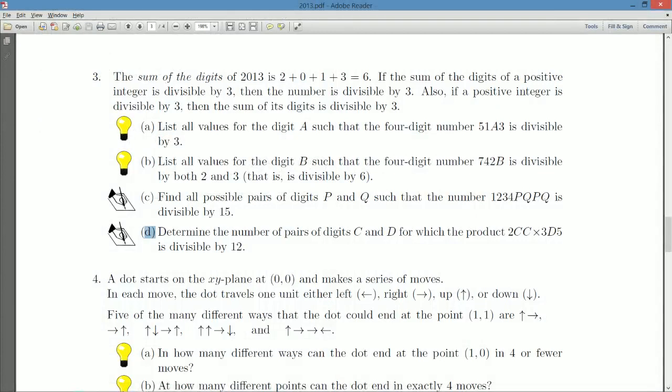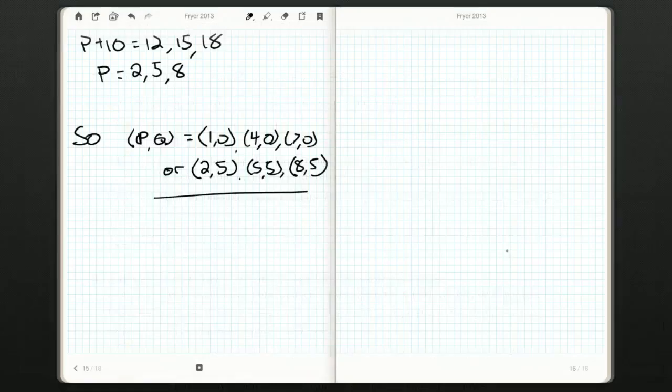So now we have D. Determine the number of pairs of digits, C and D, for which the product 2CC times 3D5 is divisible by 12. Okay, that's another written style question. So, if we want to be divisible by 12, well, what have we been saying? If you want to be divisible by a composite number, so a number that isn't prime, you prime factor it, and then you have to be divisible by each of the prime powers there. So 12 is 2 squared times 3 to the 1.